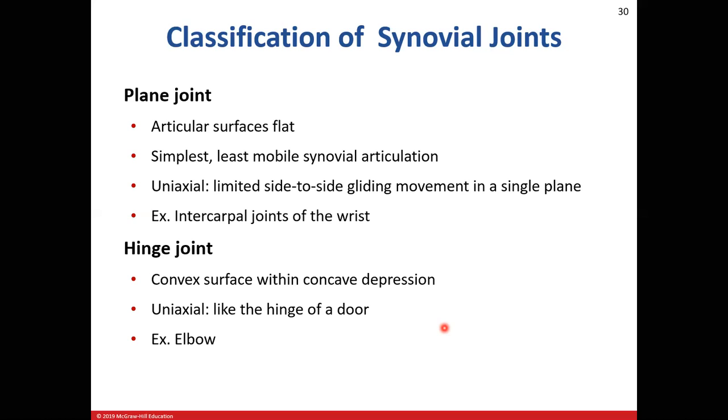A hinge joint is our second type of synovial joint. It's where we have a convex surface within a concave depression. It is also a uniaxial joint, and so we're going to see this almost like the hinge of a door. The example that we're going to use for a hinge joint is the elbow, where we're having that flexion extension movement, and that's the only type of movement that we have. And so we have that movement within one particular plane.